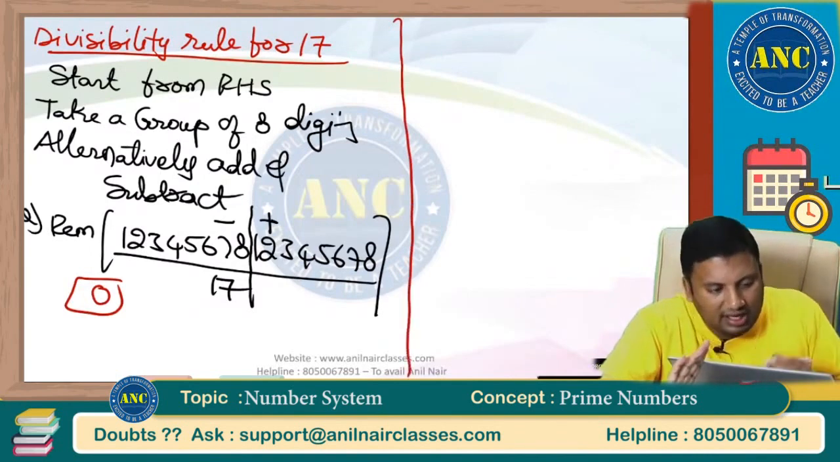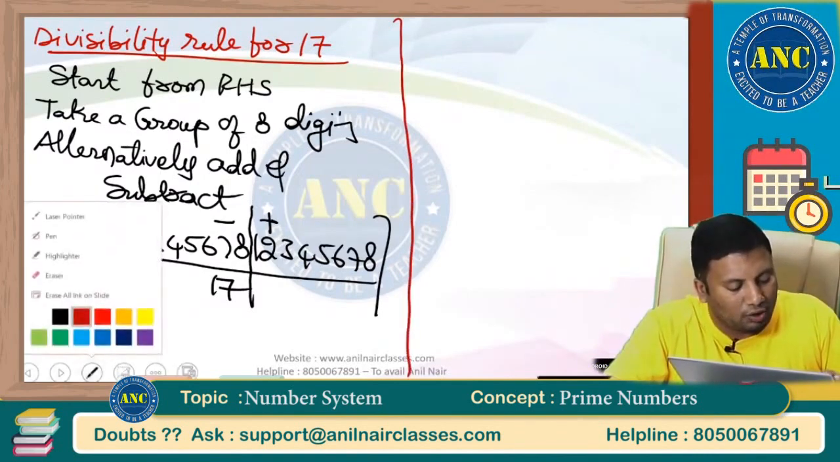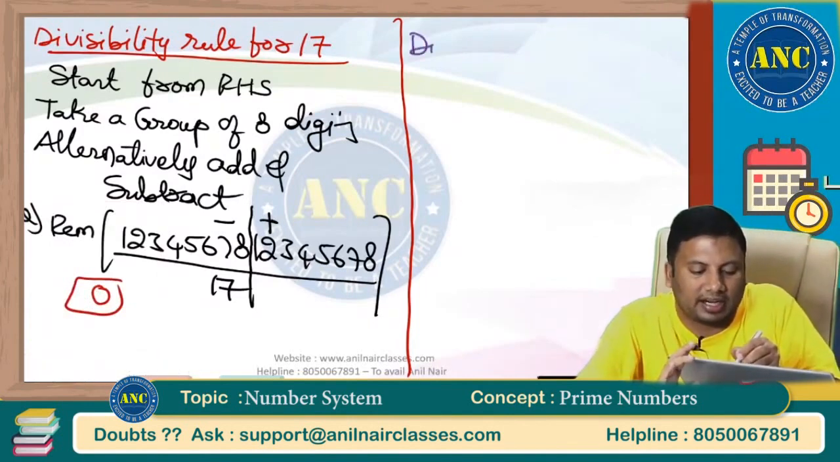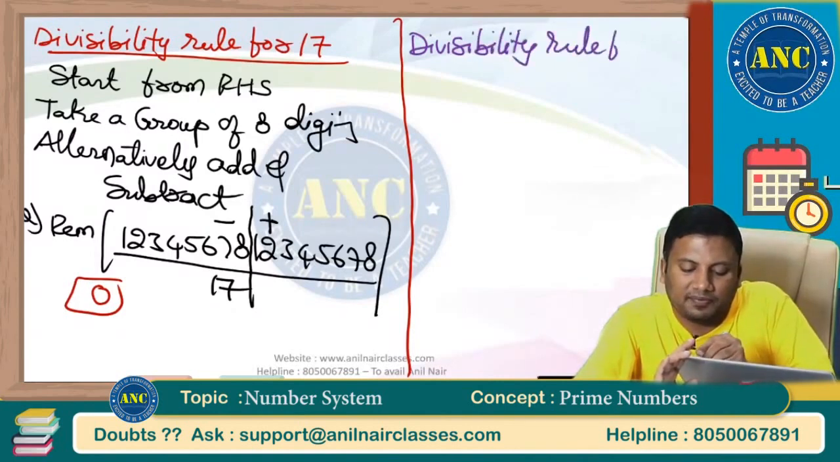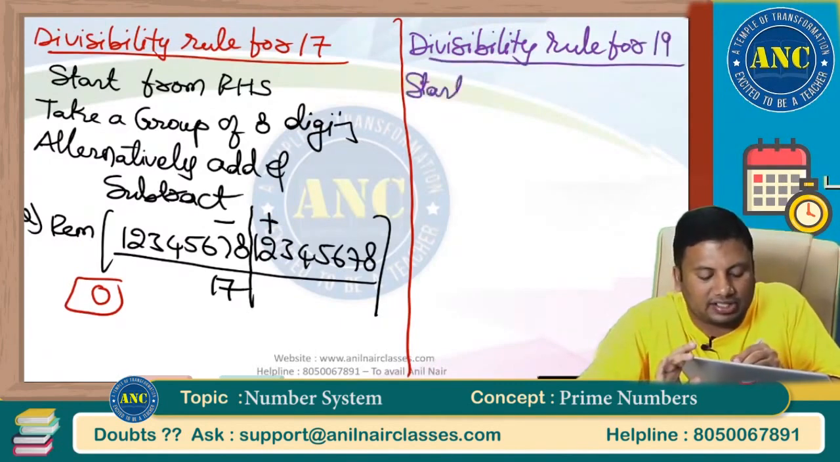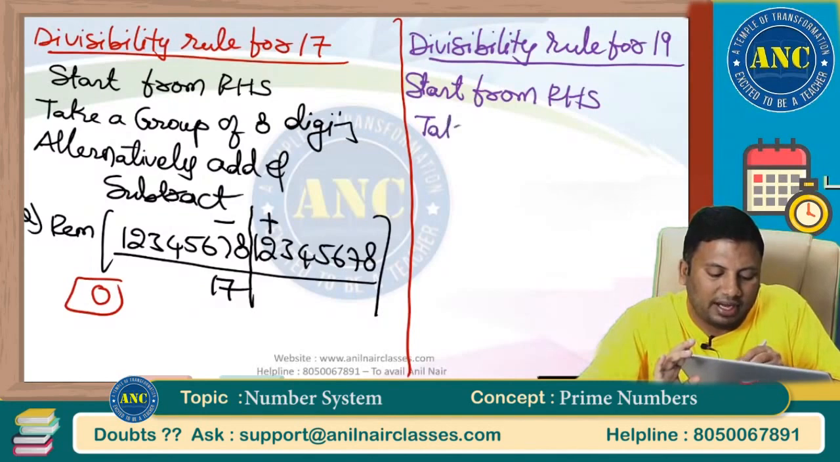Divisibility rule for 17 is: start from the right hand side, take a group of 8 digits, alternately add and subtract. Next one, the divisibility rule for 19. Same thing: start from the right hand side and take a group of 9 digits.